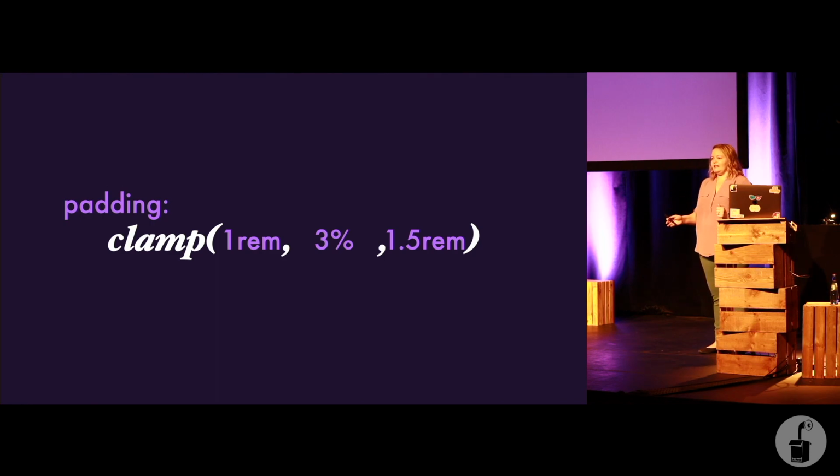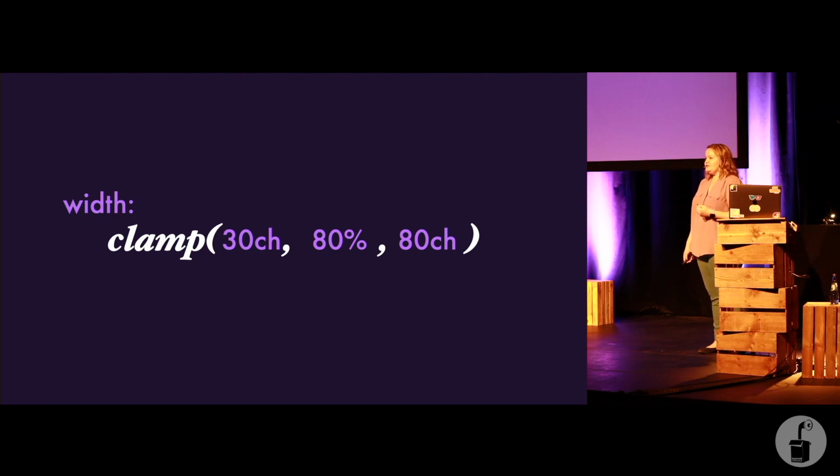We can also use clamp to define width. And this time, we're using the ch unit. This is going to be approximately the size of the 0 character in the inherited font size, and it can be used to approximate line length. In this example, percent is going to be a percent of the available inline space.